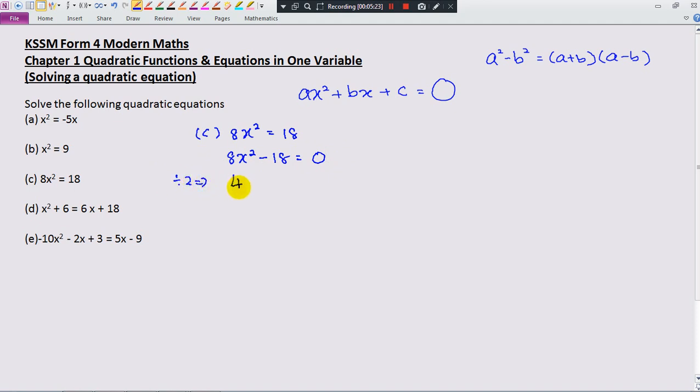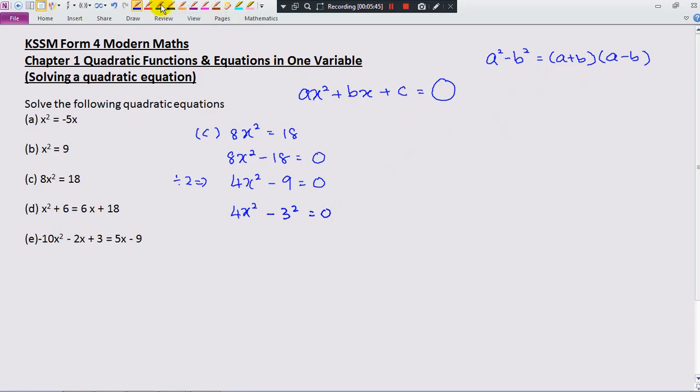So you have 4x squared minus 9 is equal to 0. Okay, you might see this thing. Maybe you already see this and you know how to continue it, right? Change this one to become 3 squared equal to 0. Then we can apply this formula. But you have to be careful.